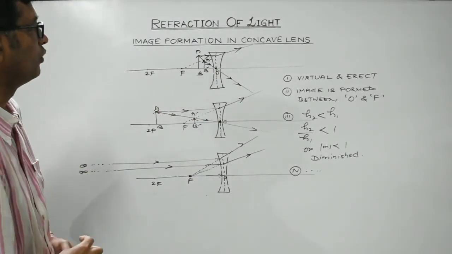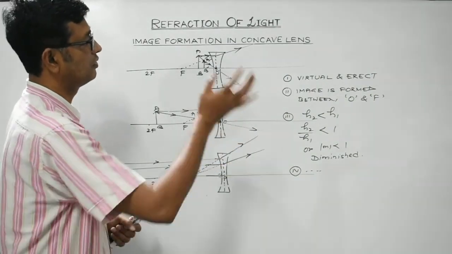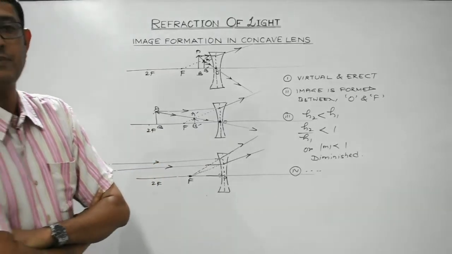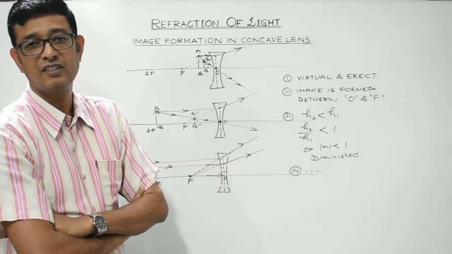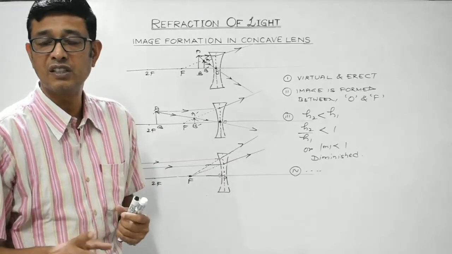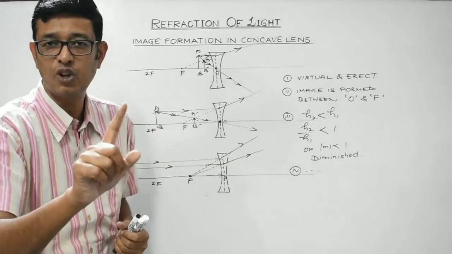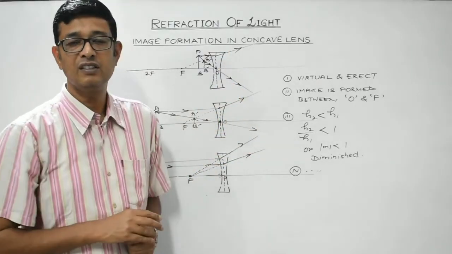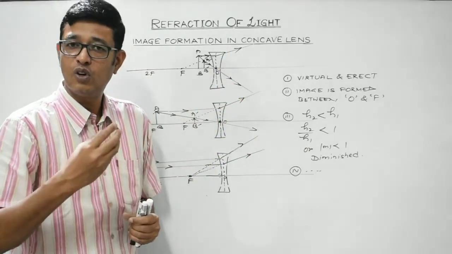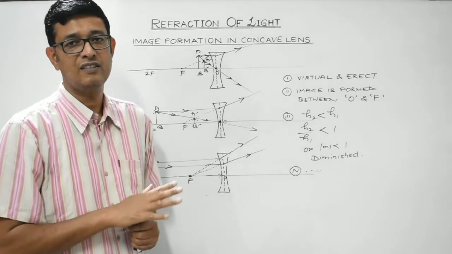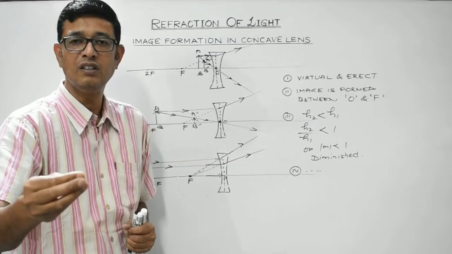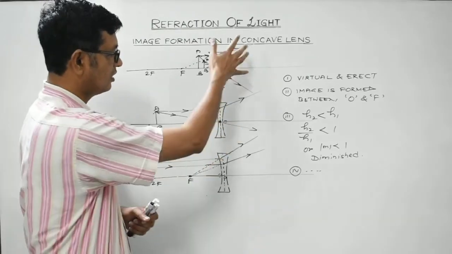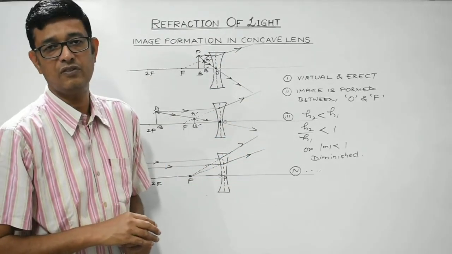Right? So we have discussed the image formation both in case of concave lens as well as in case of convex lens. So let us recapitulate. In the case of convex lens, the nature of the image is always real and inverted, except in one case. That is when the object is placed between optical center and the focus. While in the case of concave lens, the nature of the image obtained is always virtual erect, and the size is always smaller than the size of the object. That is, the image is always diminished. Right? So, these are the three cases for concave lens.